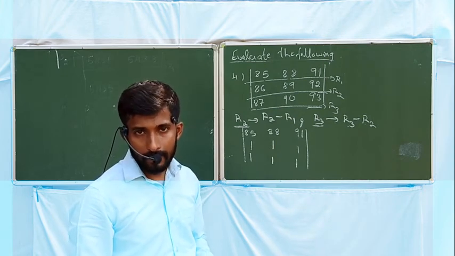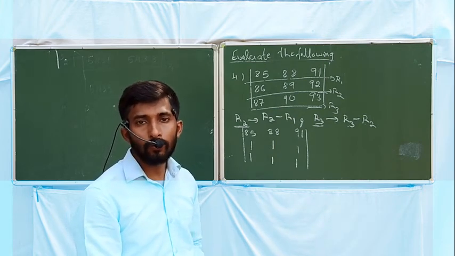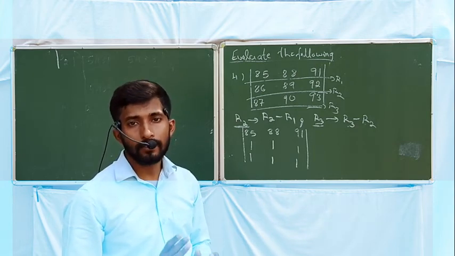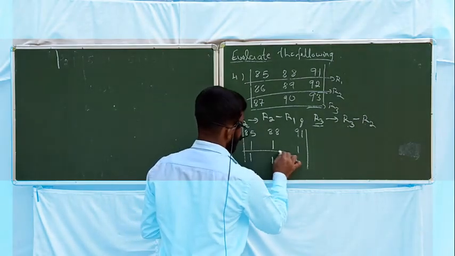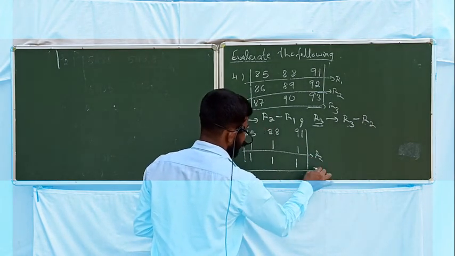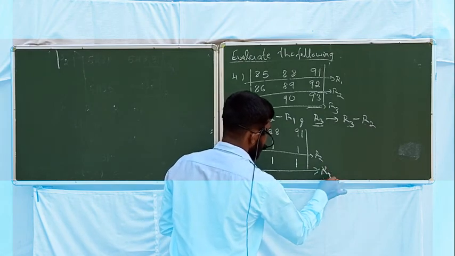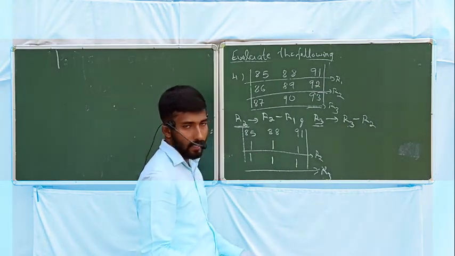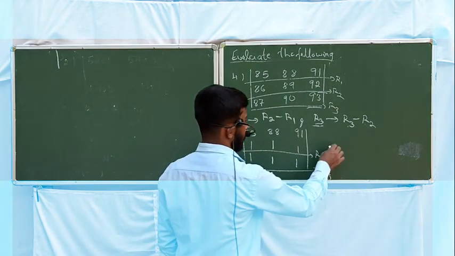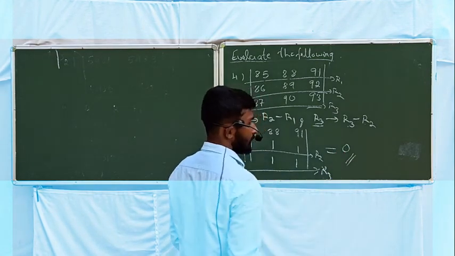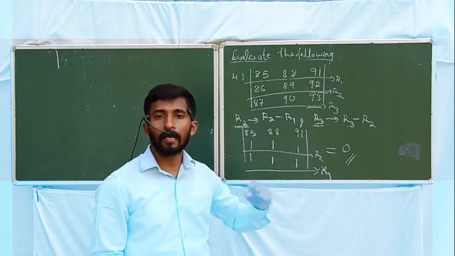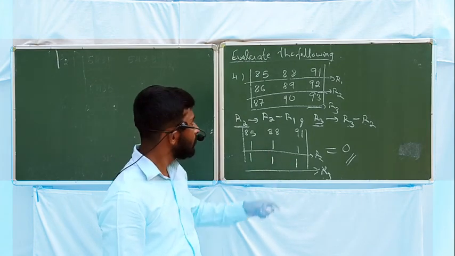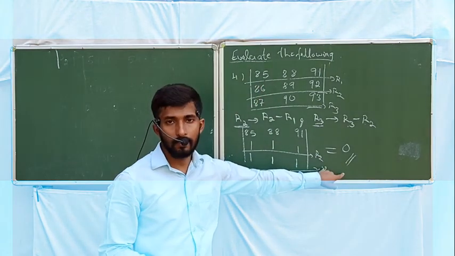The property of the determinant says that in a determinant, if any two rows or columns are identical, the determinant value is equal to 0. Here clearly you can see R2 and R3 are identical because each element is 1 only. Corresponding elements are equal, that means identical. So here you can write the determinant value is equal to 0. By the property of the determinant, directly you can write the value of this determinant is equal to 0. Therefore, the value of this determinant is 0.